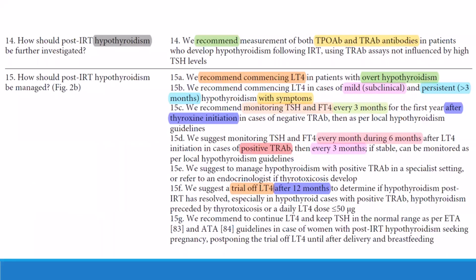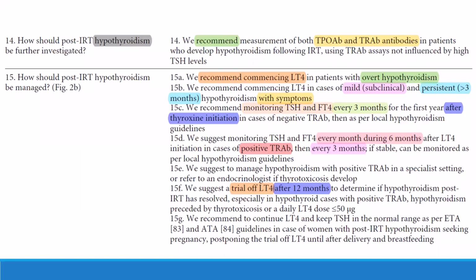What about the post-treatment hypothyroidism? We recommend that in any patient whose TSH is elevated, we should measure TSH receptor antibody with TPO antibody. Because the TSH receptor antibody has a stimulating antibody which causes Graves' disease and an inhibiting antibody which causes hypothyroidism. But if the TSH receptor antibody is positive with hypothyroidism, relapse from hypothyroidism to thyrotoxicosis is common.